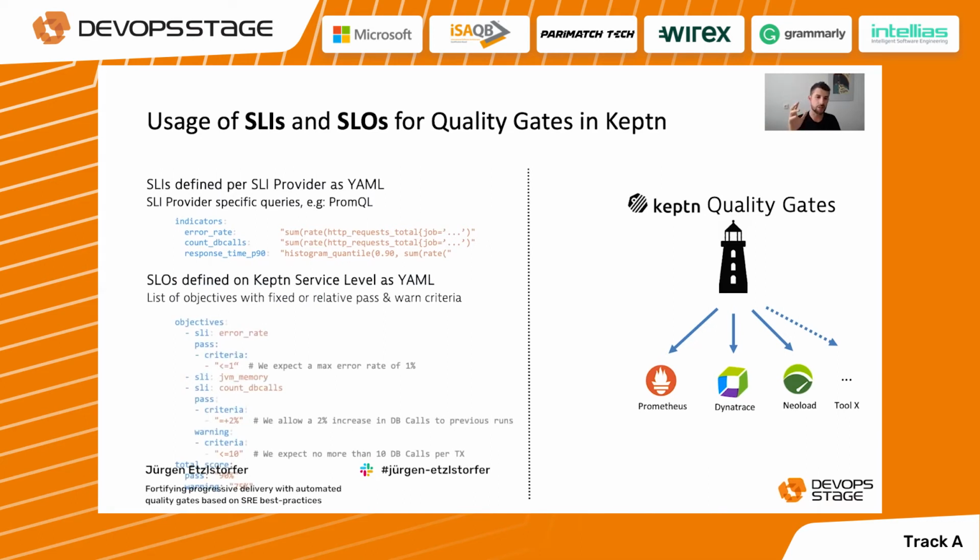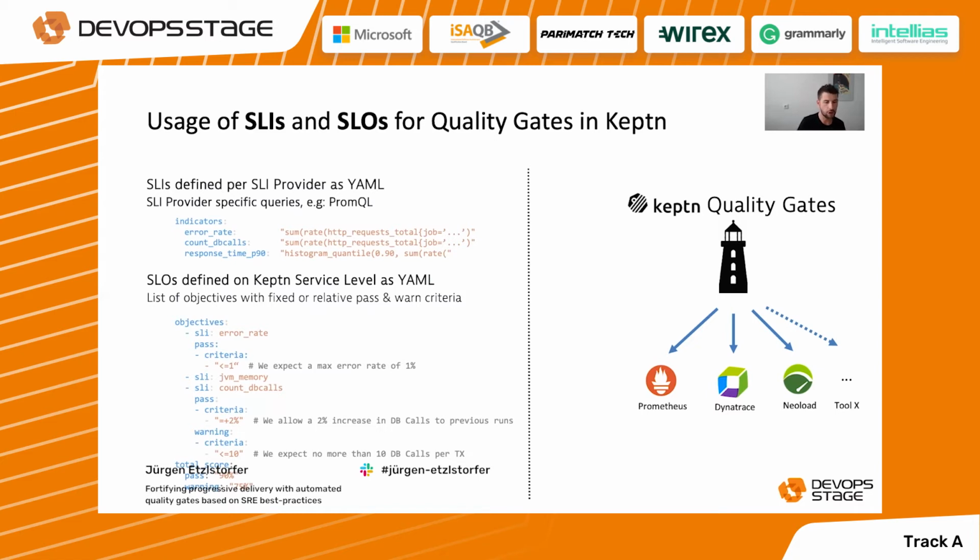The objectives really take the indicators and we define some objectives, some goals, upon them. So for example, the error rate is only allowed to be less than or equal to 1 to get full points for this evaluation. Full points, I say, because it's a pass criteria. In Captain, we define pass and warning. If you're inside pass, you get full points. If you get inside warning, you get 0.5 points.